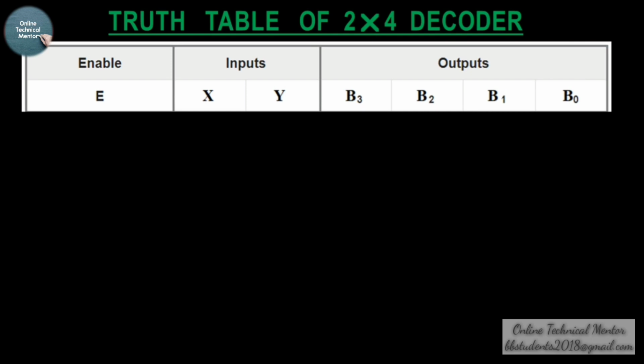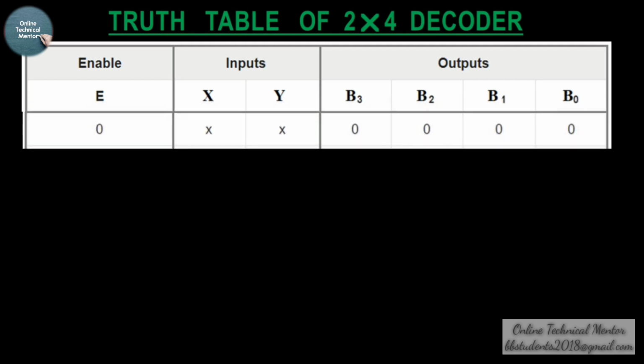So a 2 cross 4 decoder has 2 input lines, 4 output lines and 1 enable line. So I have written enable line as E, inputs as X and Y and outputs as B0 to B3, written from right hand side to left hand side. When enable line is 0, whatever may be the inputs, you will not get any output. So this cross means don't care condition. When enable line is 0, you don't have to care about the X and Y. You can ignore X and Y because you will not get any output. All the outputs will be 0.